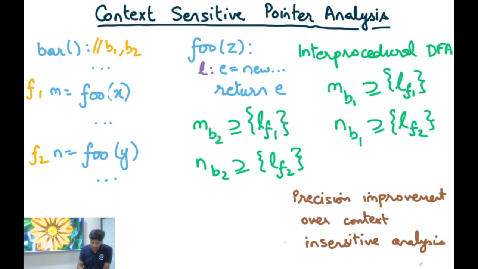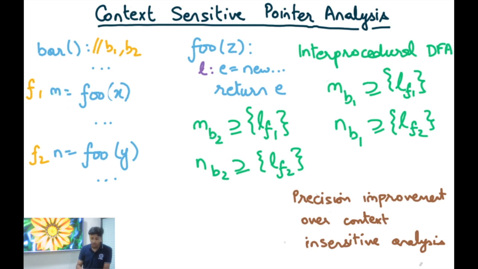So if you return E, then recall that E is basically holding L, one of the points-to elements or abstract objects that E can point to is L, and depending on which context it is, it will be either LF1 or LF2, and so that value will flow into the returned value. So if I was analyzing foo in context F1, then the value that gets returned is going to be pointing to LF1, and that's what's going to flow into M.